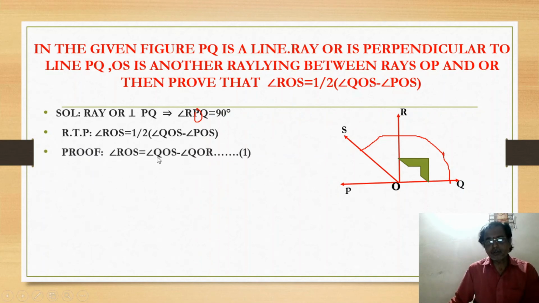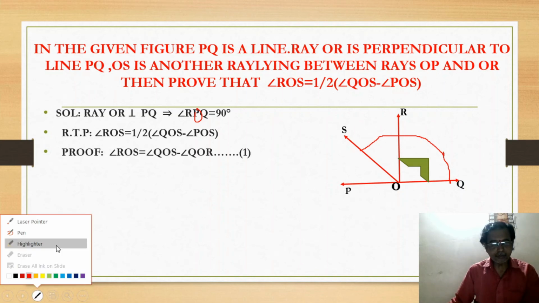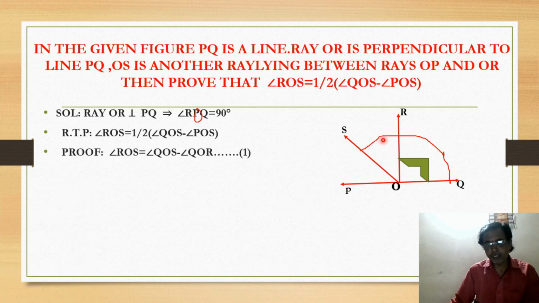First you have to take the ROS value from the figure. ROS can be found this way: angle QOS minus angle QOR. See children here carefully, already I drew one curve here. QOS is the obtuse angle actually, so from this obtuse angle we have to subtract angle QOR. By that way we can get ROS.